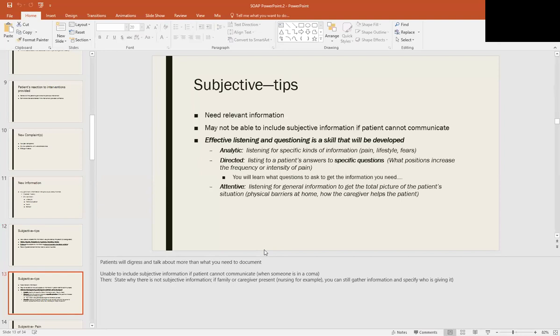And then attentive listening is for general information to get a total picture of the patient's situation. So if they have any physical barriers at home, how the caregiver helps the patient, you guys are going to learn to pick up on what information is important to figure out.